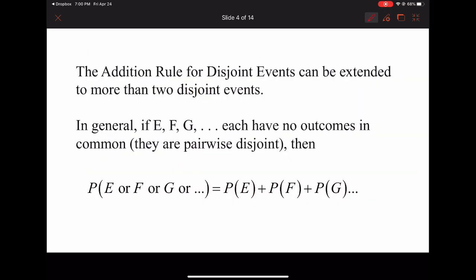But if I had many disjoint events, so if I had the probability of pulling the King of Hearts or the Ace of Spades or the Queen of Diamonds or the 10 of Clubs, if I had several different things, we would just add all of those probabilities together, but only if none of them have any outcomes in common. So they all have to be disjoint. They can't be the same. They all have to be mutually exclusive. So I would add all of those probabilities together.